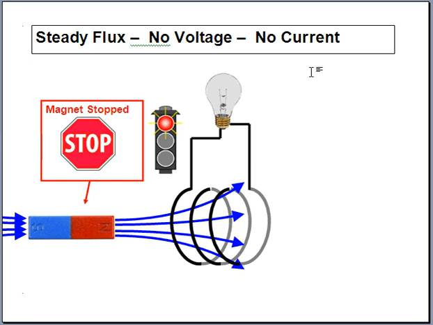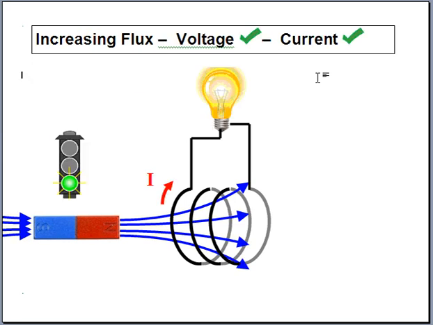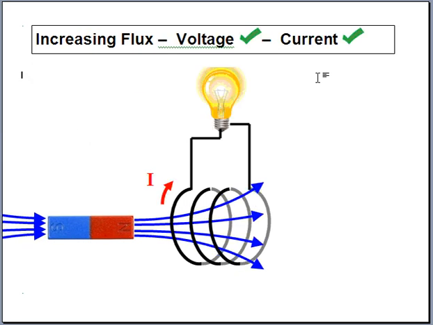If I stop, if I say, oh, wait a minute, that was cool, and I pause, if I stop moving the magnet, the light goes out. There's no voltage generated, there's no current flowing. I have to be moving the magnet. So if the light goes green again, it's like, okay, keep moving the magnet. Then the current comes back.